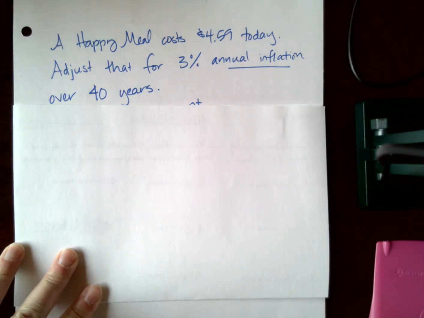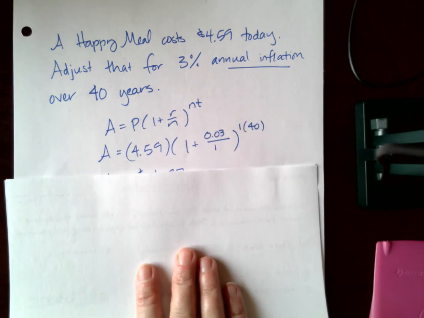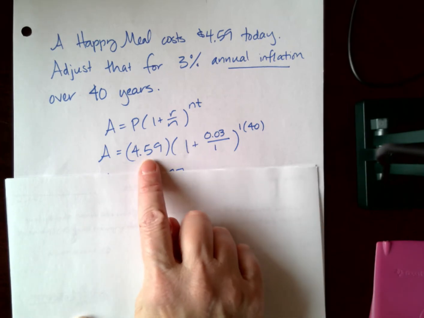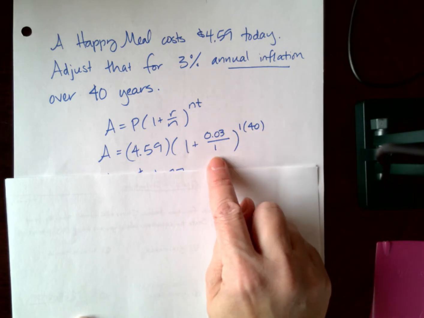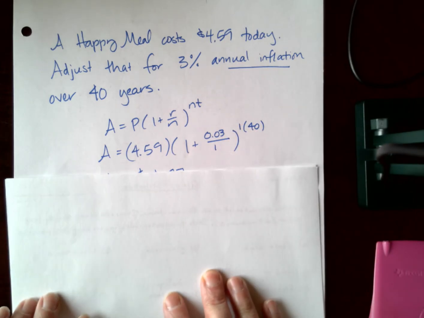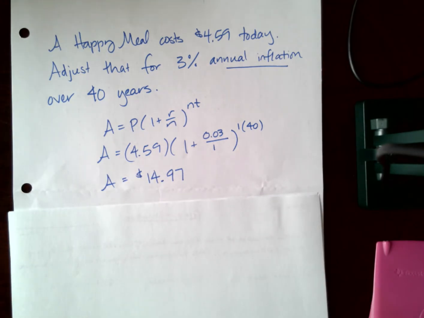Inflation, that will mean interest compounded annually. So we tried out the compound interest formula. We go fill in the components. We're starting at $4.59. There's the inflation rate that was given. There's the number of years going by, and the ones are for annually. When you compute this, you'll find out that 40 years from now, if we're still doing Happy Meals and they have only been adjusted for inflation, then they should cost about $14.97.